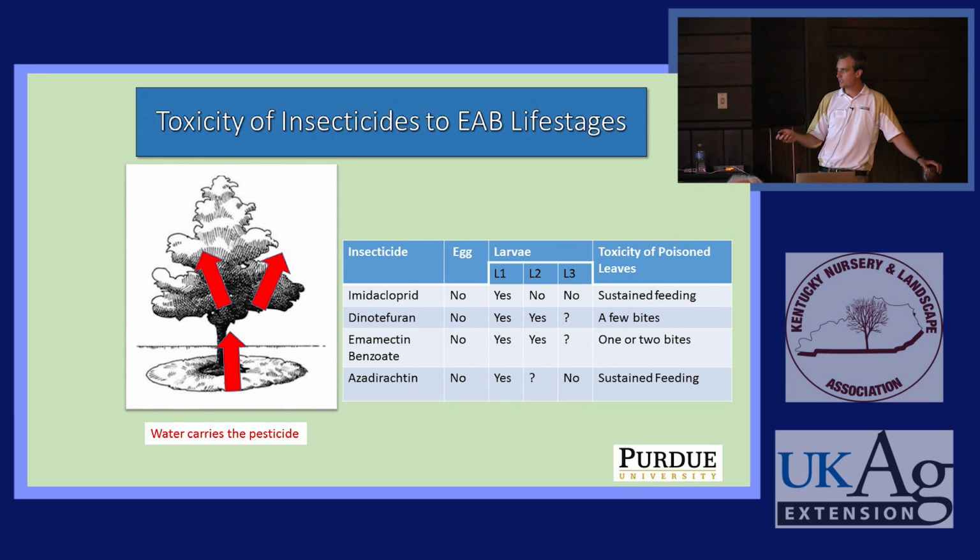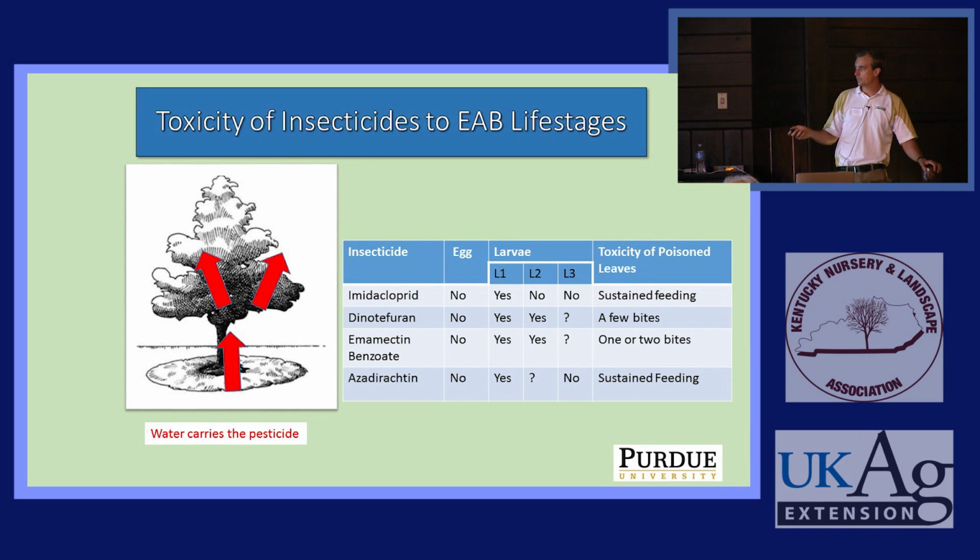We have some data that suggests that. Imidacloprid kills the very small larvae, but not as they get larger. We call these L1, L2, and L3s just as they progress. Dinotefuran actually kills small larvae and L2 larvae. Emamectin benzoate kills the first 2 stages, but we're not sure about the L3, similarly with dinotefuran. And azadirachtin, we know that it kills the small larvae after sustained feeding, but not the L2. We're not sure about L2 and definitely not L3.